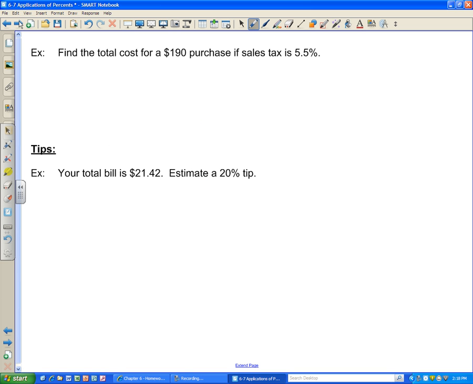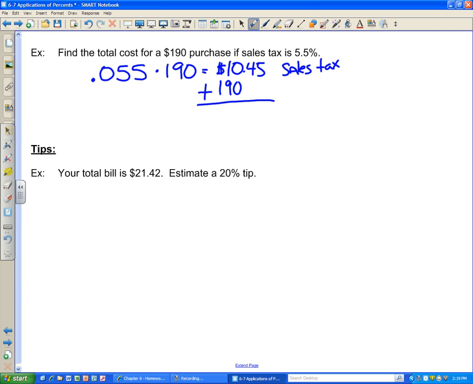Let's look at our next example. Find the total cost for a $190 purchase if sales tax is 5.5%. So you'd move your decimal twice. 0.055 times 190 is only going to tell you your sales tax. So that would represent that you're paying $10.45 in sales tax. To find your total price, add that on to $190. So your total price for your purchase would be $200.45.